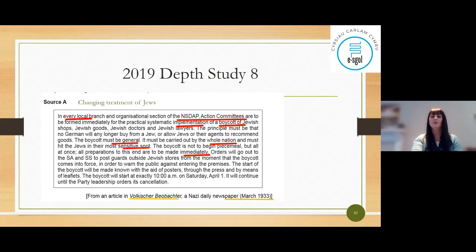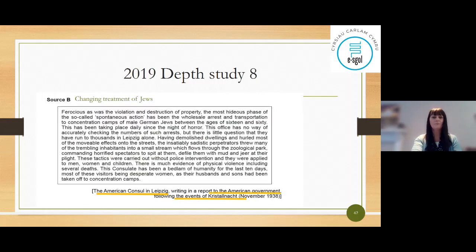So you're looking at the Jews being treated obviously at the start of the Nazis, when they came into power. So we've got this being put into the daily newspaper for people to read, and it's about this boycott that they're going to be putting together, who is going to be involved, when it's going to start, how they're going to implement it with SA and SS posting guards, and all of that information is there in this article. You would do the same with this particular source.